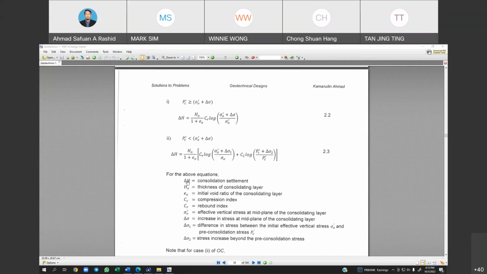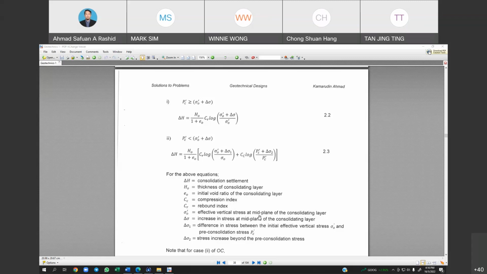Then we look at the notation, where delta H is the consolidation settlement, or you can use SC. H naught is the thickness of the consolidating layer. E naught is the initial void ratio of the consolidating layer. CC is the compression index. CR is the rebound index. Sigma naught is the effective vertical stress at the mid plane.